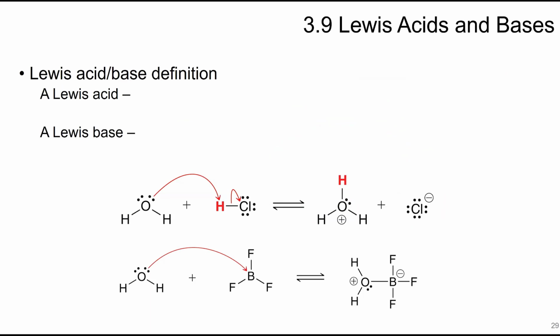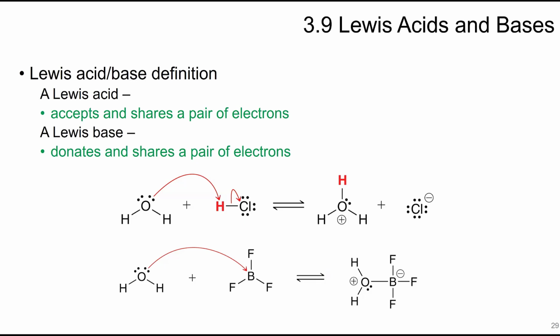All right, we also want to talk about Lewis acids and bases. A Lewis acid accepts and shares a pair of electrons, while a Lewis base donates and shares a pair of electrons. These are usually negative or partially negative. So the water here is partially negative. This is the Lewis acid. It is sharing the hydrogen. This is the Lewis base. And so you have that there.